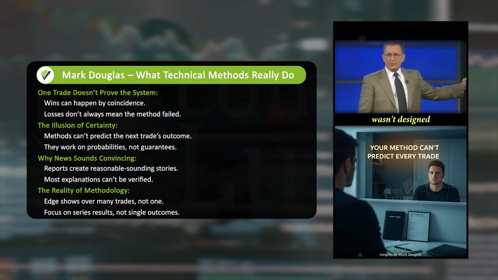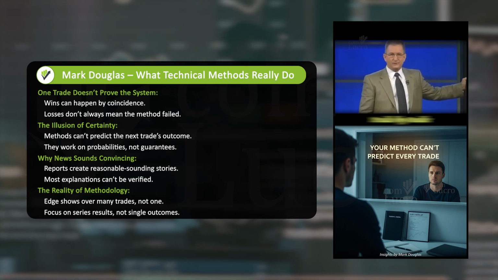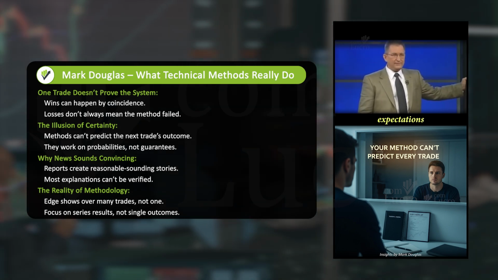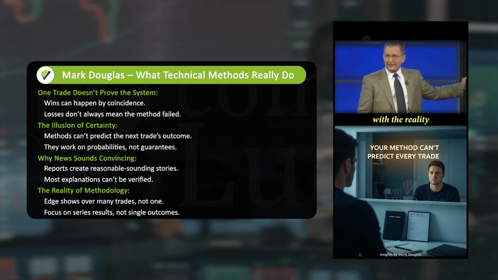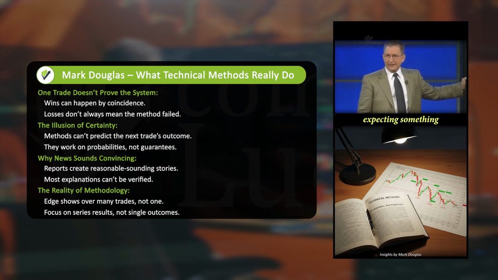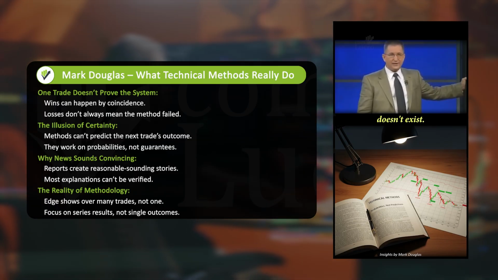Your methodology wasn't designed to tell you what's going to happen next on a trade-by-trade basis. No technical methodology is. That's where your expectations are not in line with the reality of the situation. That's why it's so easy to make mistakes. It's because you're expecting something from your methodology that just doesn't exist. It just doesn't. It never did.